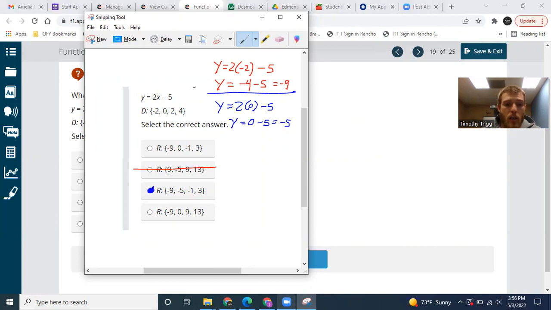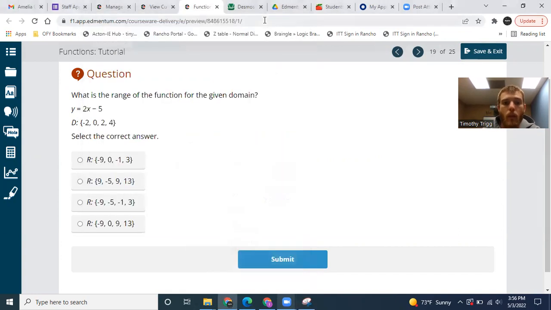So when you replace x with 2, 2 times 2 minus 5 should give you -1. And then 2 times 4 minus 5 should give you 3. Okay.